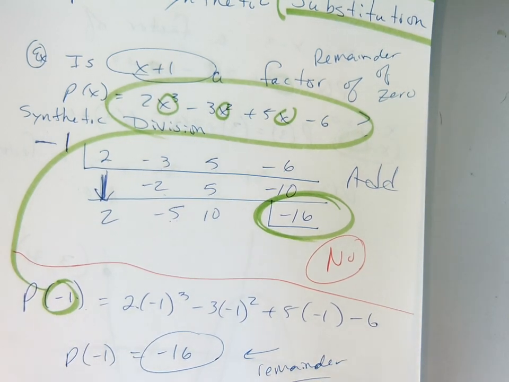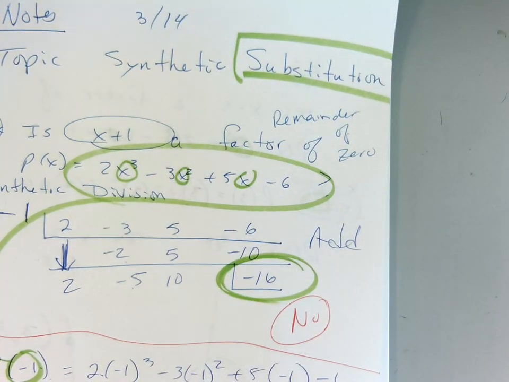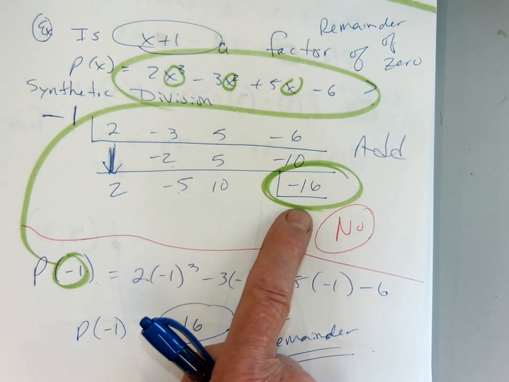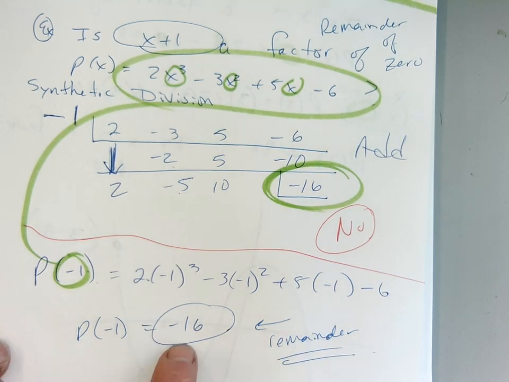Okay, so it depends on the question. If the question says to divide, I'll divide. But if all I want to know is if it's a factor, I don't need to divide it. I could. It's just a lot of extra work when all I have to do is really plug it in and get the remainder by plugging it in.